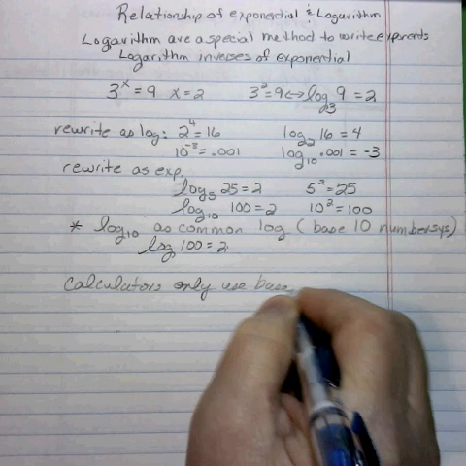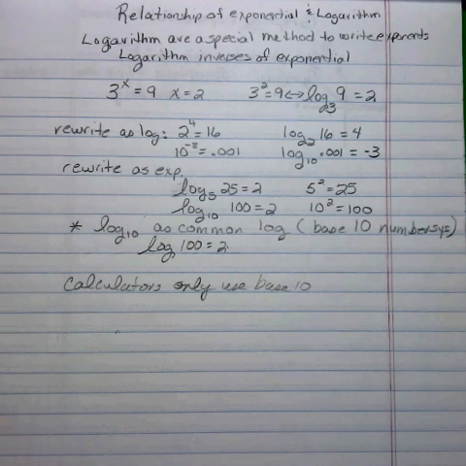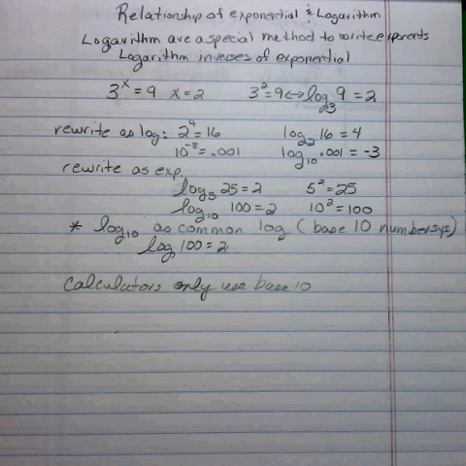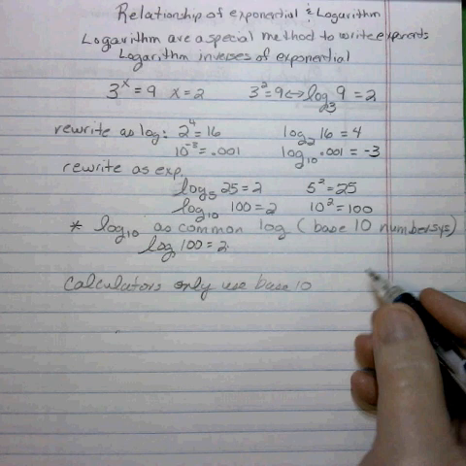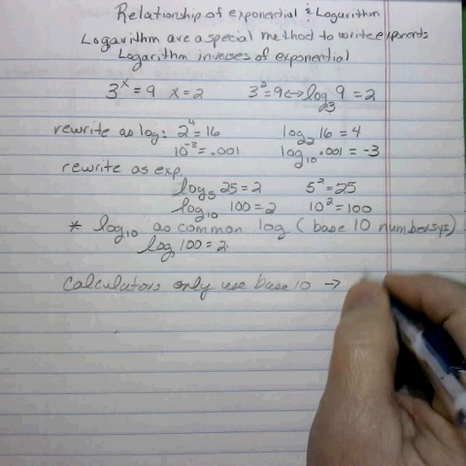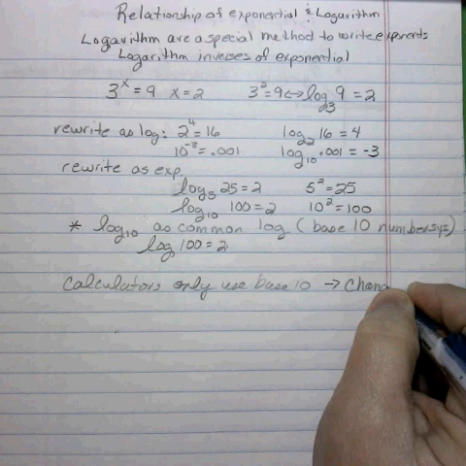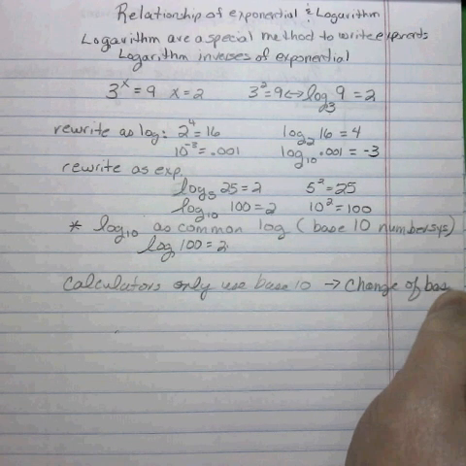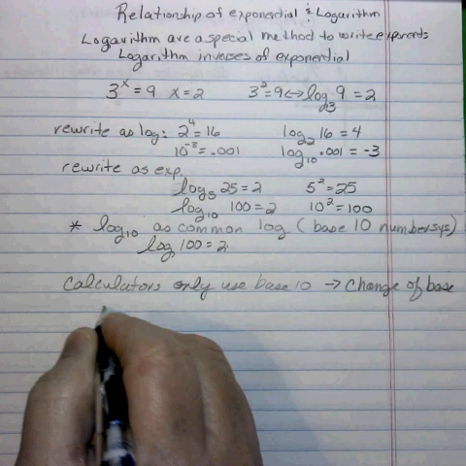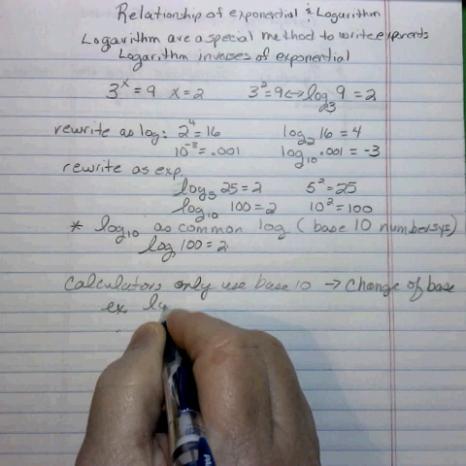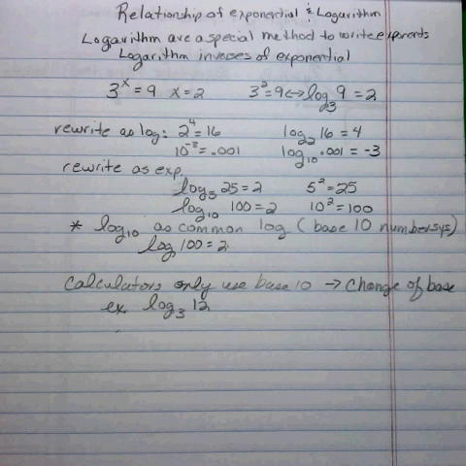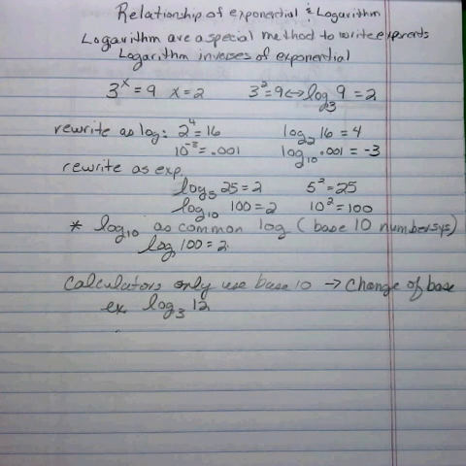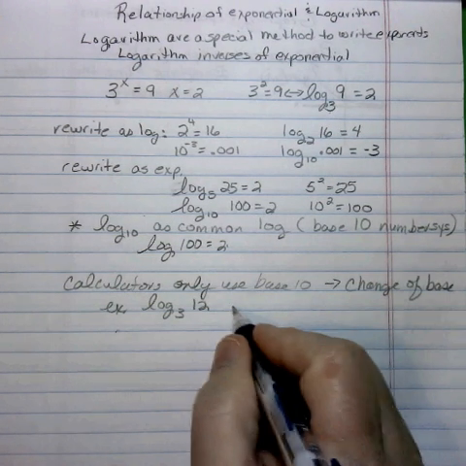And because they only use base 10, we have to have some method so that we can utilize our calculators in order to actually use the logarithmic tools in our calculator. So we have a technique that's called change of base. If we have a problem such as log base 3 of 12, and we wanted to evaluate that problem using our calculator, we would use the change of base formula.